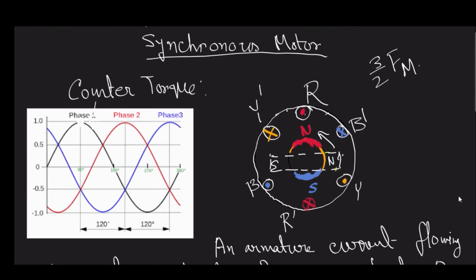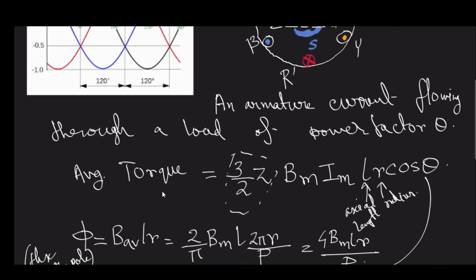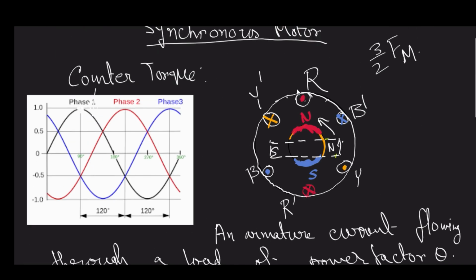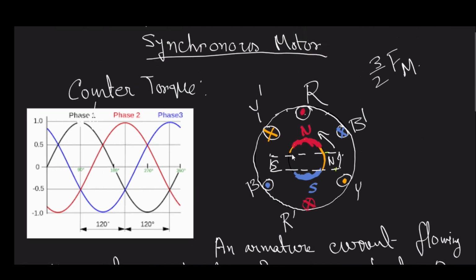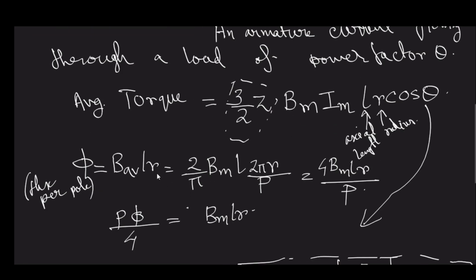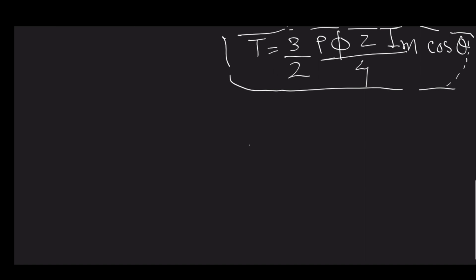So I hope you understand the genesis of counter torque, and this is the amount of torque which is going to act on your rotor. So it will try to slow down your rotor, so it can reduce the rate of change of this. And now we must try to understand the genesis of motor torque.